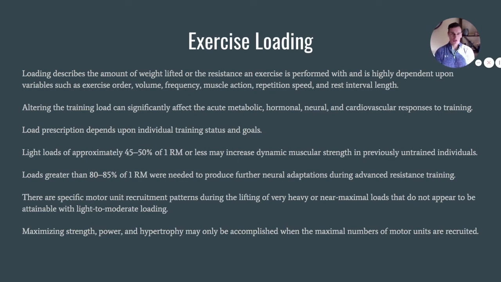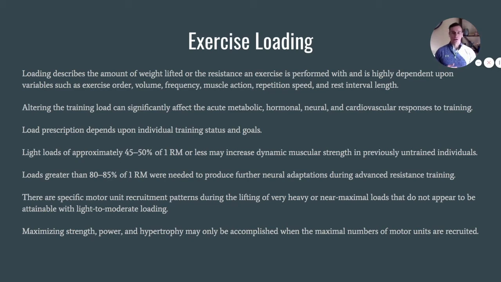Okay, obviously this is something which you need to be able to understand and apply, and then also be able to accurately and appropriately overload through a training cycle. Okay, so in terms of actual loads and percentages, obviously light loads, so that 45 to 50% of one rep max or less, might increase dynamic muscular strength, but probably only in untrained individuals. Okay, and a lot of that is just down to getting more comfortable with the movement pattern, developing more kind of neural adaptations, as they get used to performing the movement, and obviously confidence with the movement as well.